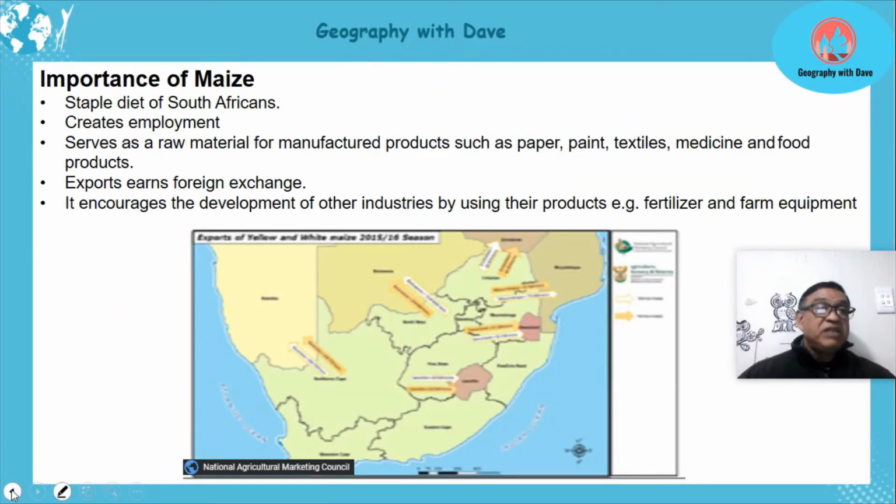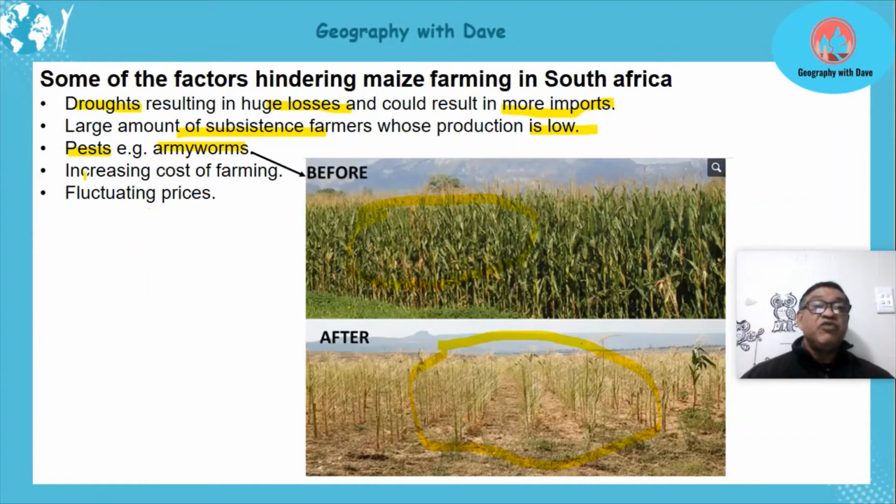Sorry, let me get back to that slide. And of course, increased costs of farming, which makes it expensive for the farmers, and fluctuating prices. It's hard to plan how much to farm, what the cost is going to be if prices keep going up and down all the time. It makes it difficult for the farmer. And when it's expensive, the farmer produces, and suddenly the prices go down, and he's invested so much. Now he's at a loss.